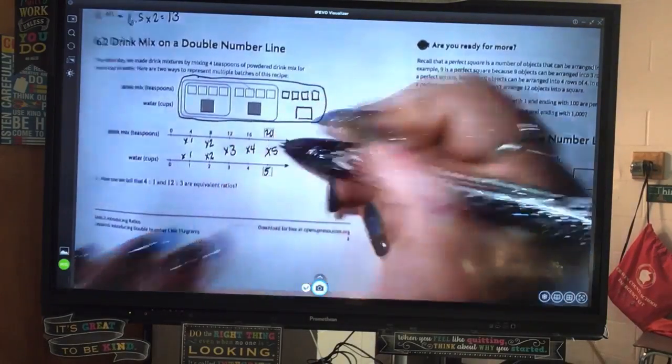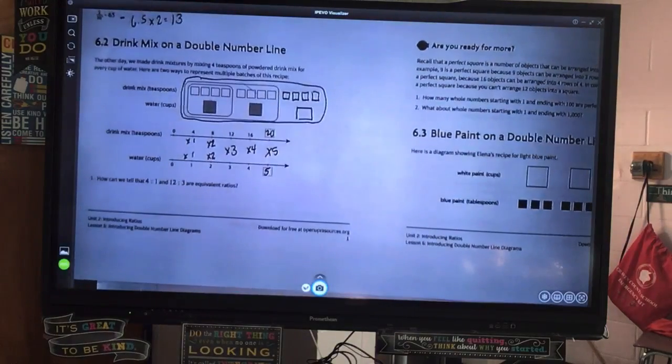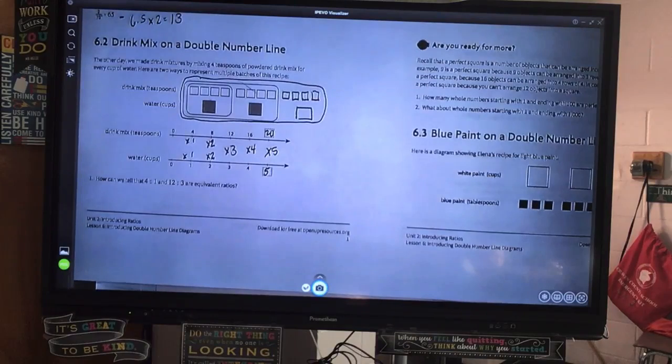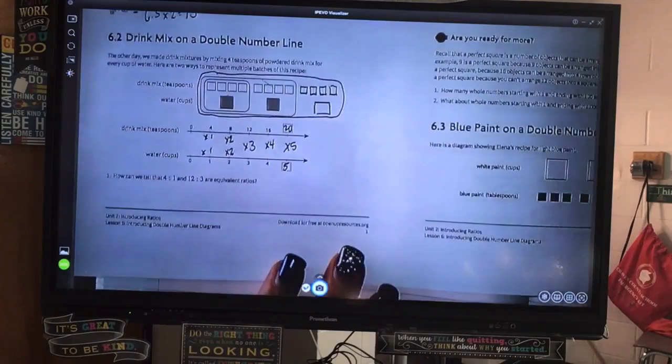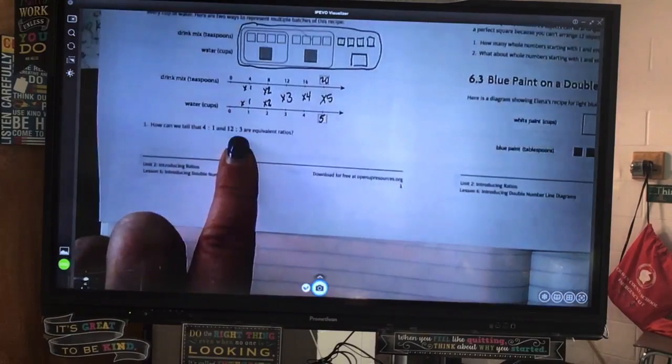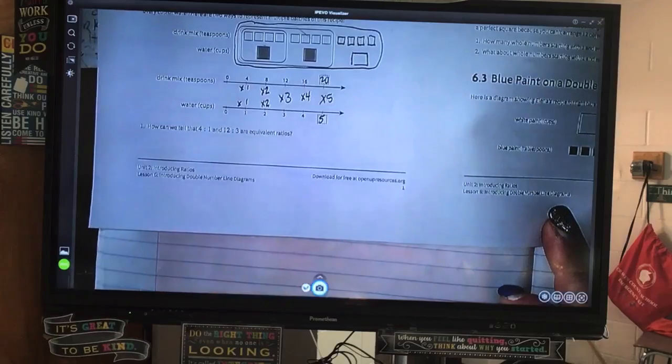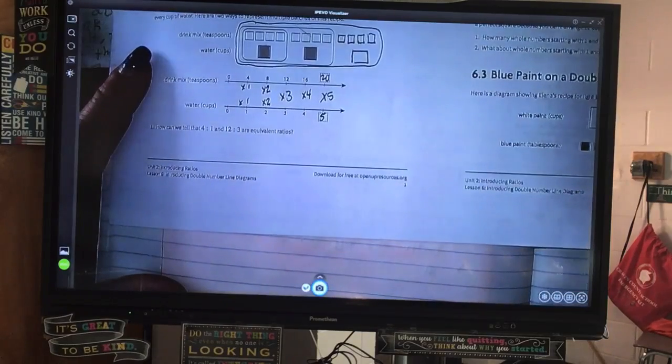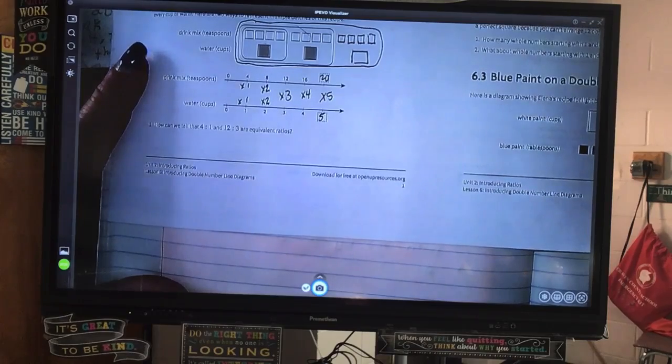Perfect. All right, so now that we kind of understand the double number line, like I said, it's just a visual for essentially equivalent ratios. So it says, how can we tell that 4 to 1 and 12 to 3 are equivalent ratios? So how do we know that these two are equivalent ratios? What did we do? This is very similar to, I believe, your cool down yesterday, right? Okay, Mikhail. Because we can divide 12 by 4 and we get 3, and we can also divide 3 by 1 and we get 3.